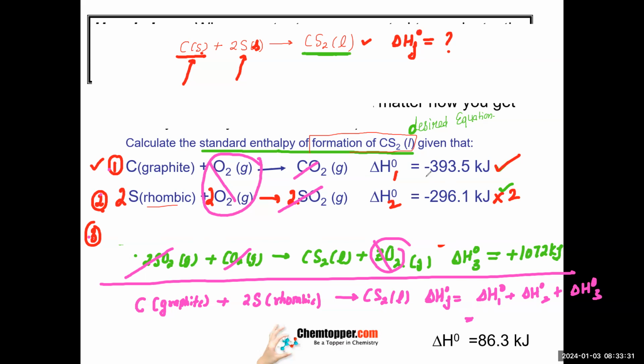Plug in the values. What is delta H1? This one, minus 393.5. What is delta H2? 2 times minus 296.1. What is delta H3? We have already flipped the sign, so that's why I'm not placing minus here. 1072 kilojoules. Check this answer. Is this the answer?